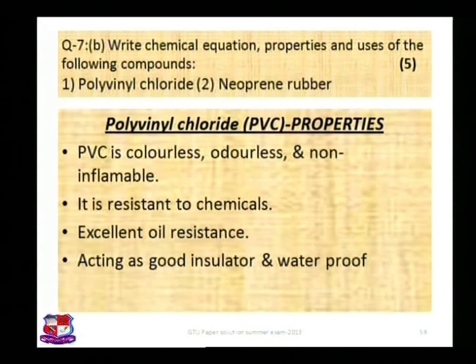You can see the chemical equation for PVC, that is polyvinyl chloride. You can see the properties given here. PVC is colorless, odorless and non-inflammable. It is resistant to chemicals, it has excellent oil resistance, and it acts as a good insulator and is waterproof. That is a very important thing. You know that PVC pipes are available, so PVC is actually a good insulator and a waterproof material.